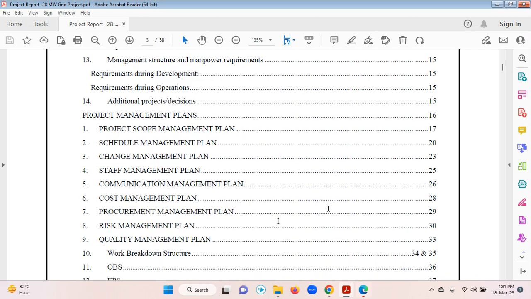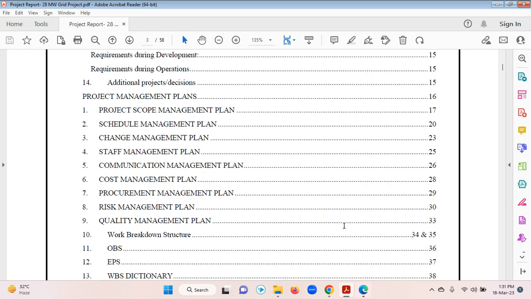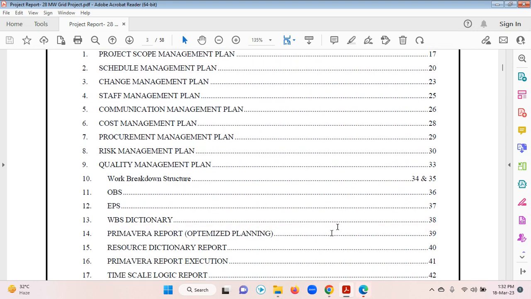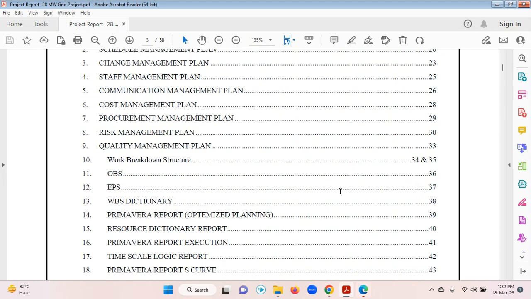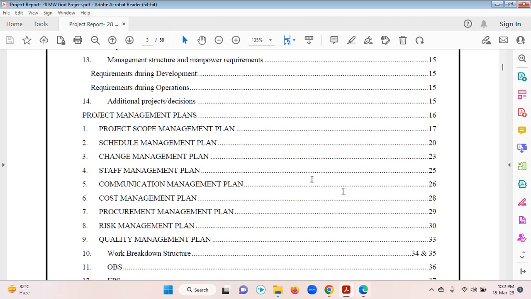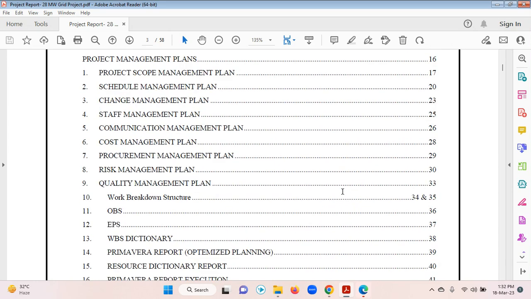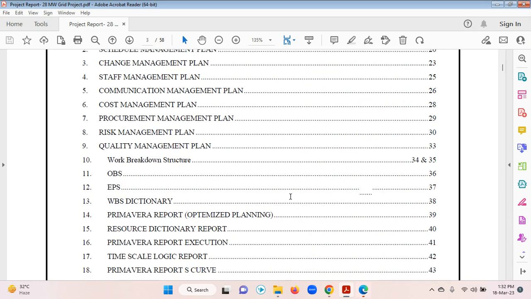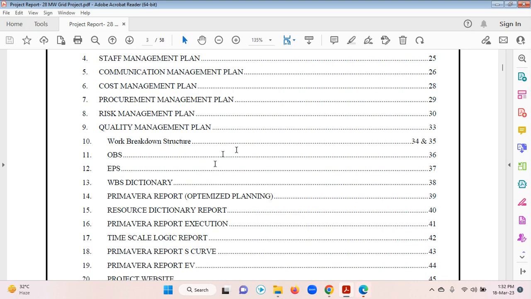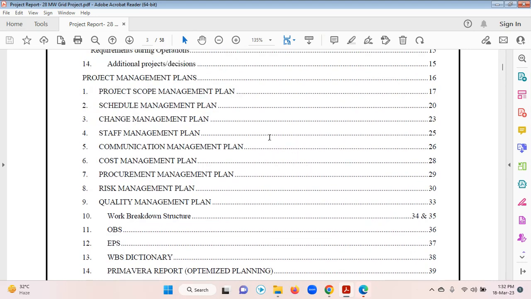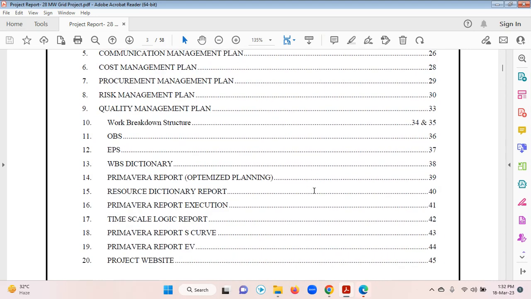As I just explained, this is a worthwhile project report for both students and professionals. The students and the professionals can customize it as per their needs, but you need to follow this template. Don't make any changes. Just remove this project management plans part, and other than that, you have to follow it. For the professionals, and for the students, you can just add this part.